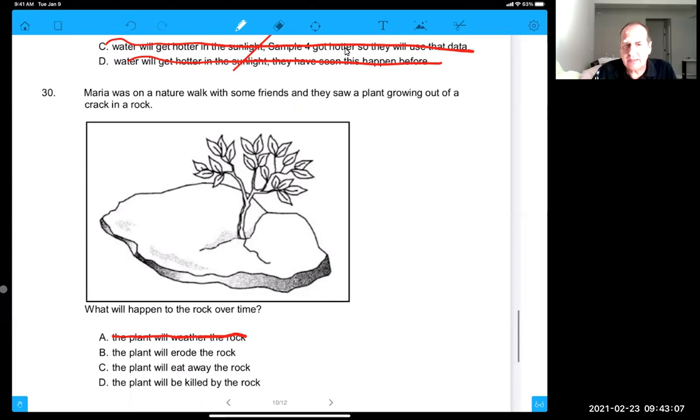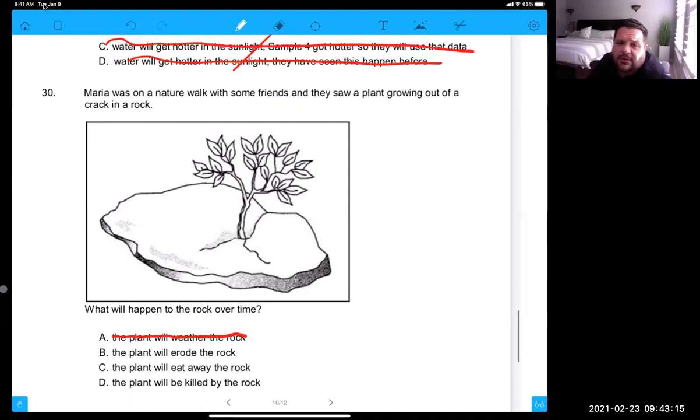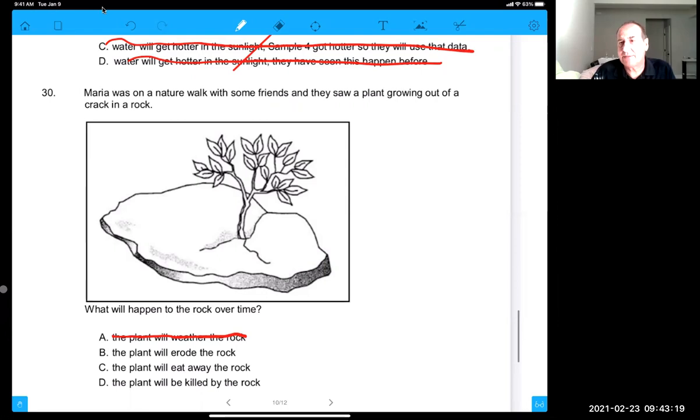Yeah, you gotta look at that. That means wear it away. The plant will eat away at the rock. It's gonna crack it. And what will make it bigger? It's gonna break it into pieces.